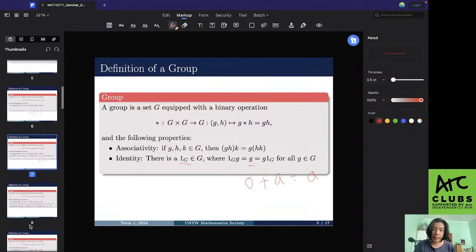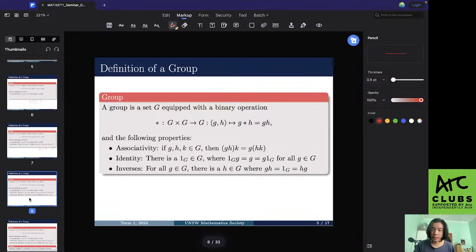And finally, we have something like inverses. So every element in G has an inverse element H, where if we multiply G and H together, we just get our identity, right? So we can multiply GH to get 1 and HG to get 1. And keep in mind that this is not necessarily commutative, so we're never really guaranteed that this is equal to HG.